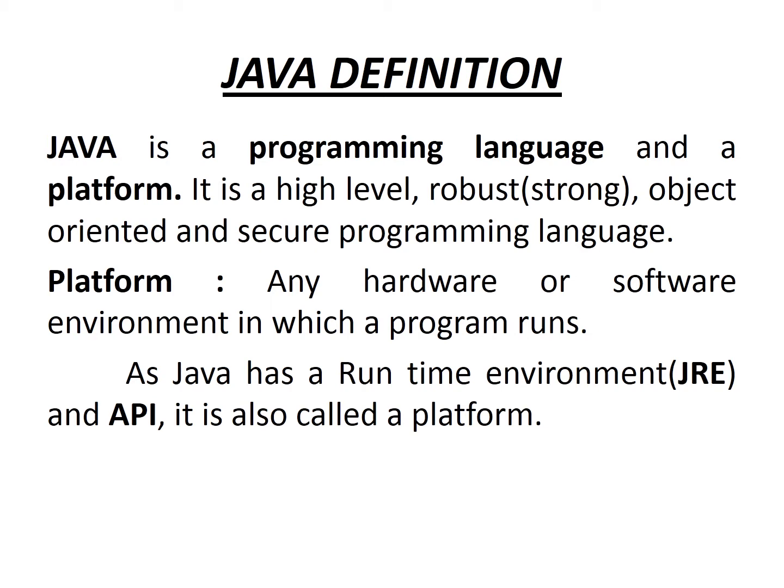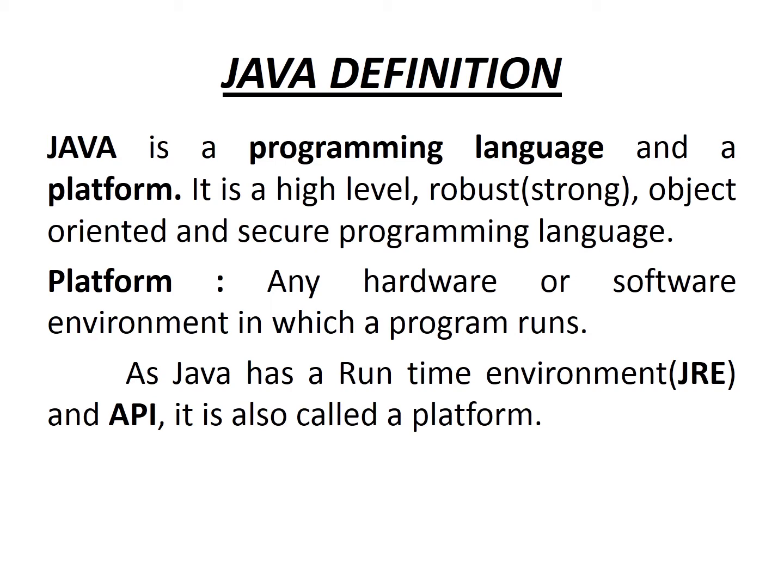Java is a programming language and a platform. It is a high level, robust, object oriented and secure programming language. Now we know that Java is a programming language as we can develop programs and softwares with the help of this language. So this term is very well clear to us.